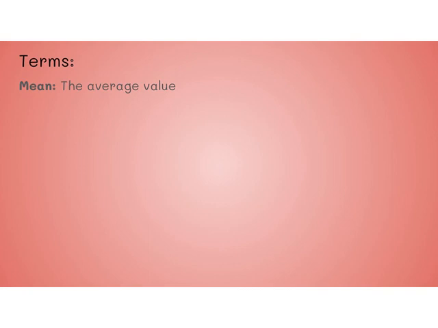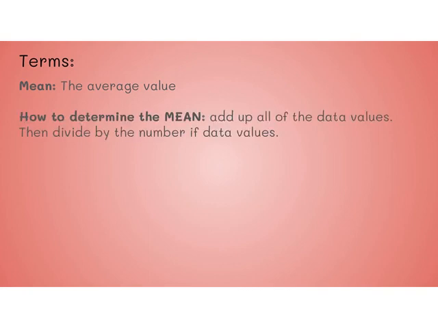We're just going to define some terms at first. Our first term is the mean. This is the average value. We're also going to determine how to find each of these. To find the mean, we add up all of the data values that we're given in a data set, and then we divide by the number of data values in that data set.